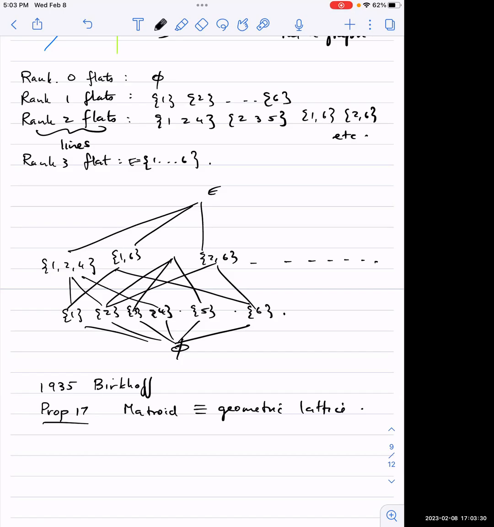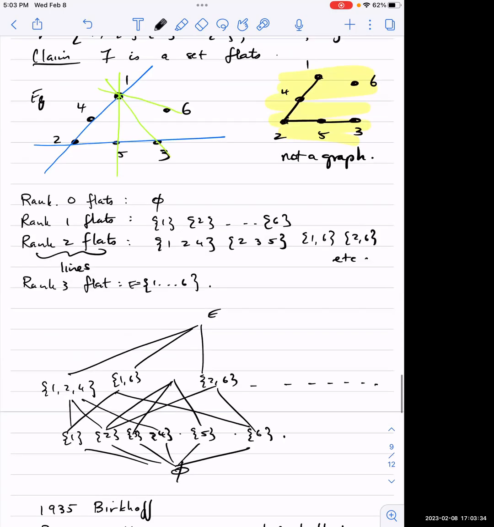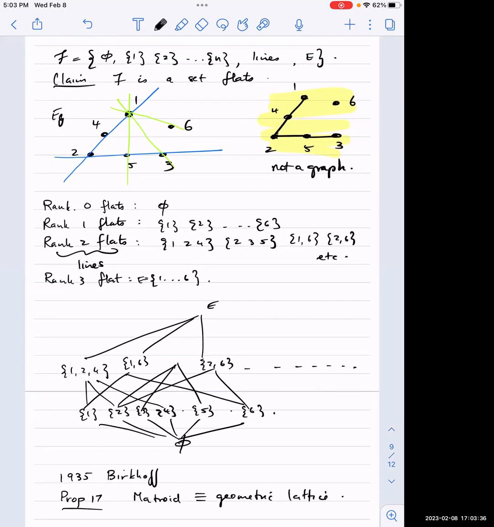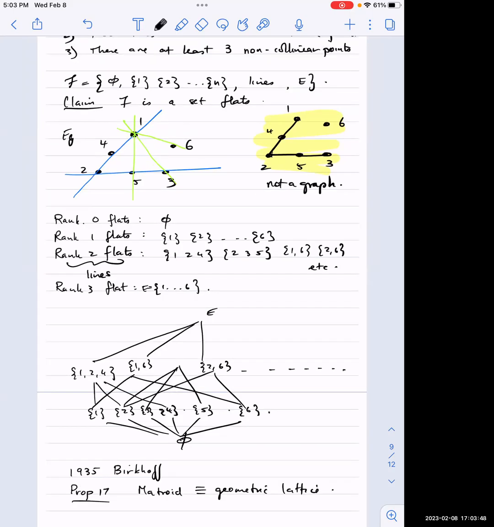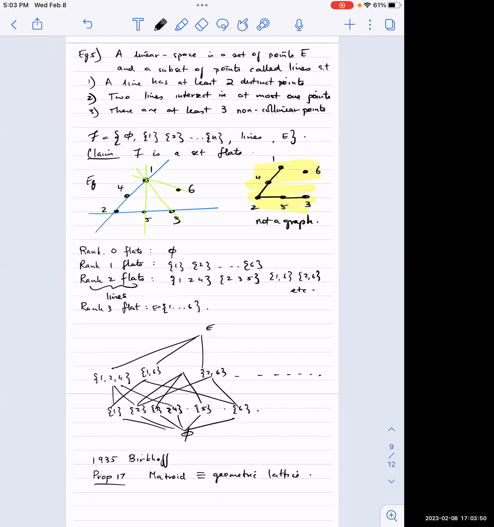And you can do this in any rank. In rank 3, we can draw these nice pictures on the plane. Rank 4, we have some pictures that we can draw, but this is limited. But then you can just do this for any rank. So in that sense, matroids is an older topic than 1935. Now we're talking about points and lines in the plane.